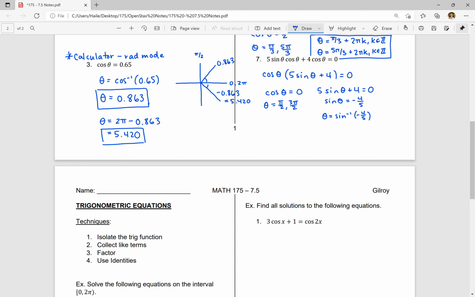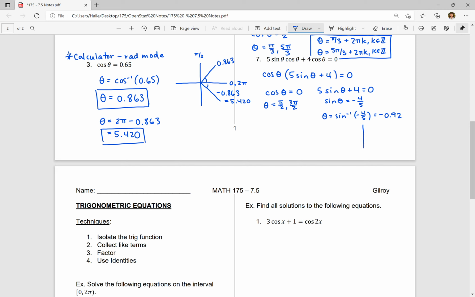Okay, so let's see what's happened here. The first factor gave us two values that were on the unit circle, but the second factor is going to be one where we'll have to use a calculator because 4 over 5 is not a unit circle value. So if we were to plug that in the calculator, we would get an answer of negative 0.92. And remember, we're going to talk about radians because that's what we're assuming for trigonometric equations. So we have one angle of negative 0.92.